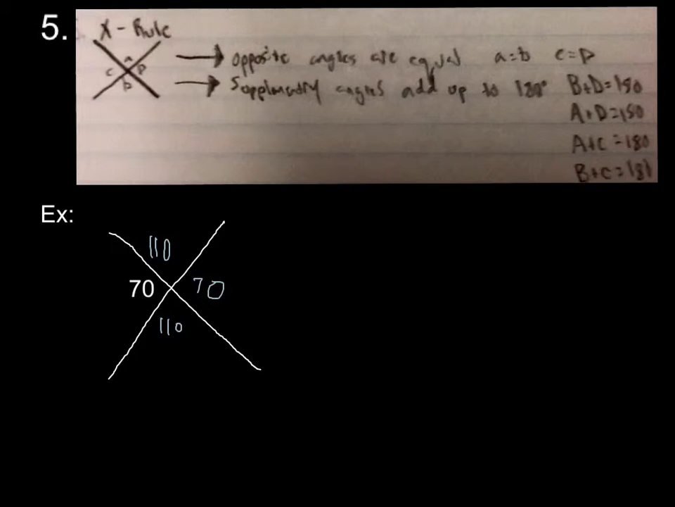Rule 5. The X rule. Opposite angles are equal. Supplementary angles add up to 180. For example, as you can see here, we are given that one angle is 70. So for the opposite rule, that makes the other side 70. And then supplementary angles, so you do 180 subtract 70, which gives us 110. And then the opposite rule for 110 gives that other side 110.